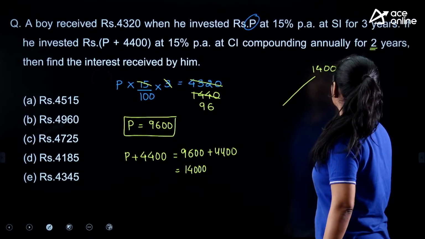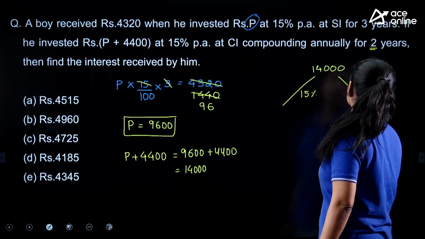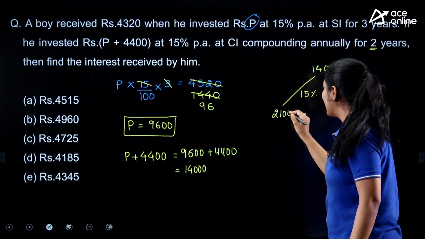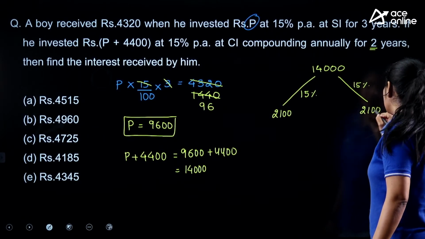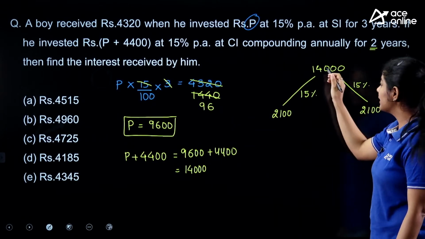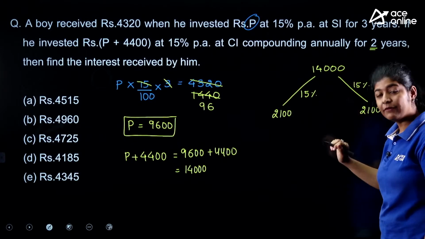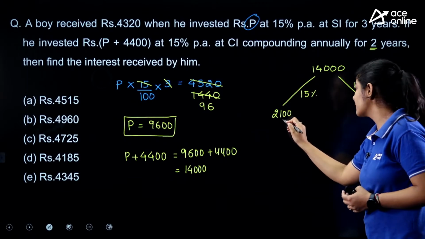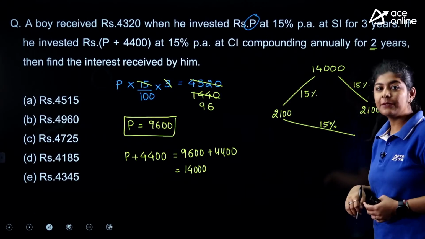So we will create 2 branches. Each branch we are getting an interest of 15%. So here I am getting 2,100 as an interest, and in this one also this is my interest on this particular amount. These two will become my simple interest, but we know that in the compound interest we will get interest on the interest as well. So here also I am getting an interest of 15%.